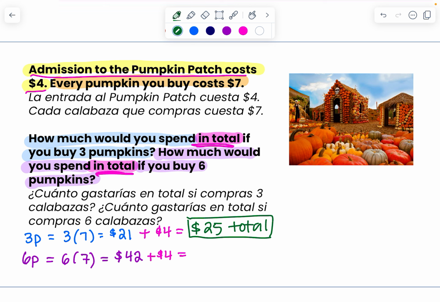Similarly, if I want to buy 6 pumpkins at this pumpkin patch, I have to do my admission and 6 pumpkins at the price of $7 a piece. So this is actually going to give me $46 in total for 6 pumpkins. This is slightly different than our last set of problems. Sometimes there is an admission fee or there's a cost associated going in before you even decide if you want to buy something.